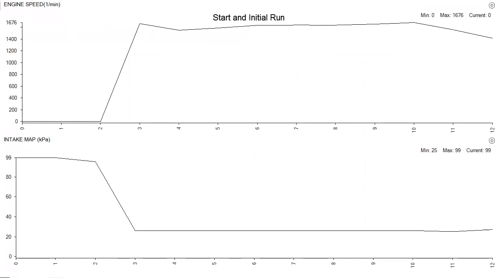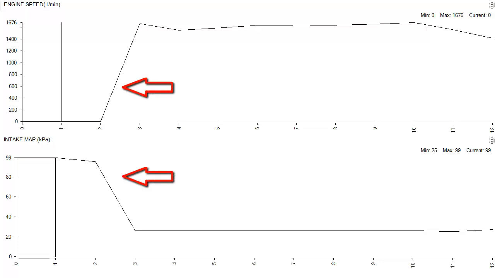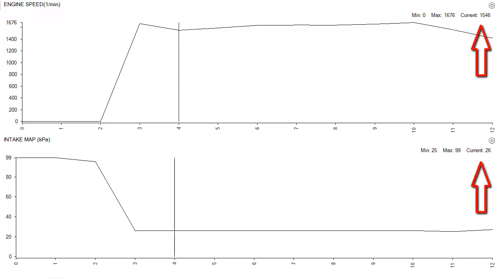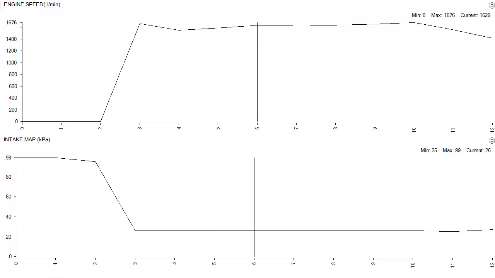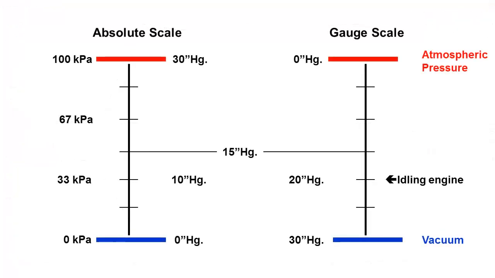In this MAP sensor data for start and initial run, intake MAP drops to approximately 26 kilopascals. This equates to 22.3 inches of mercury on the gauge scale. This is the MAP reading on the vacuum chart.